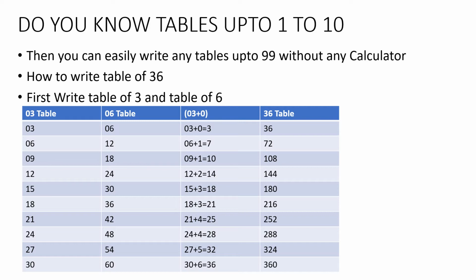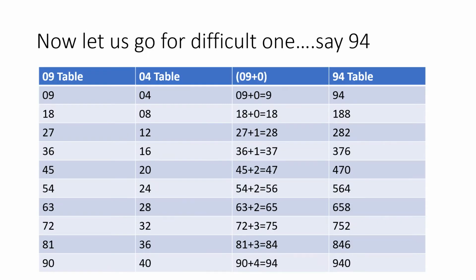For example, let us take the table of 94. What do we have to do? First write the table of 9 and the table of 4. Then 09 plus 0 is 9. Then 4 is there as it is, you take it, then it becomes 94. So this is the first, 1 into 94.